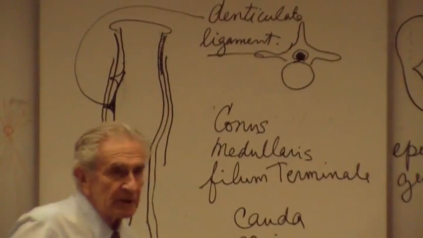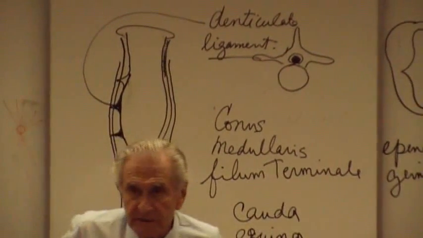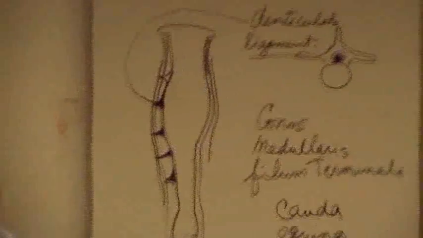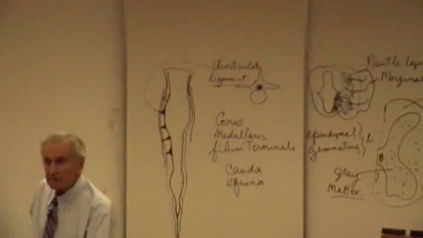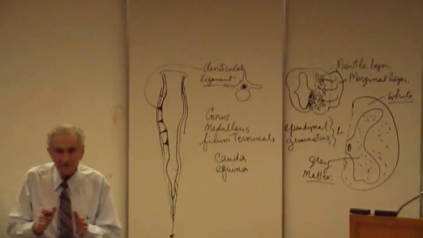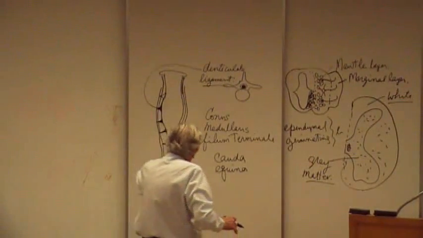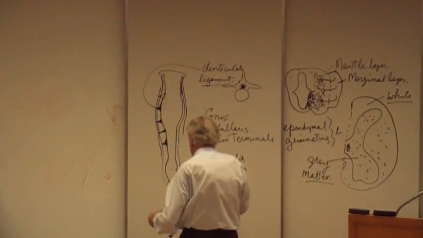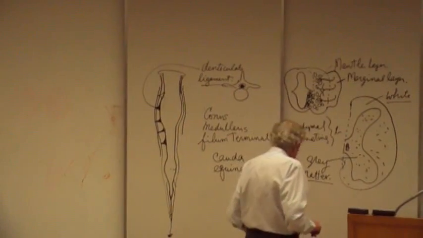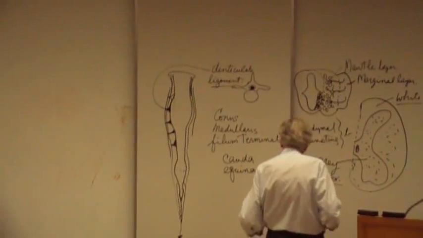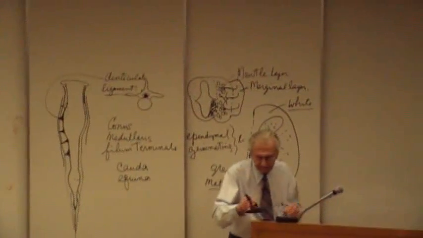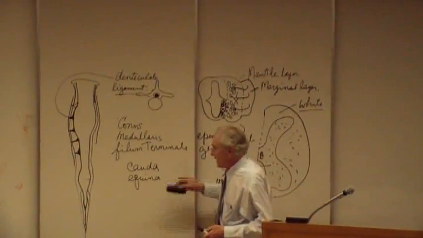Between the denticulate ligament, giving lateral stability to the spinal cord, and the filum terminale, giving caudal or terminal attachment, the cord is suspended in this little subarachnoid space just under the dura, and that's the way that it's maintained. So I would like you to remember this arrangement for stabilization of the spinal cord. It's very useful to know. Here they are.